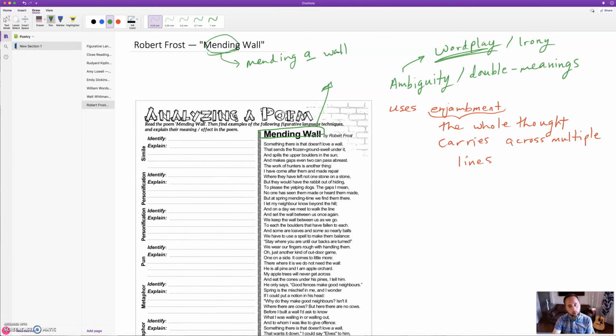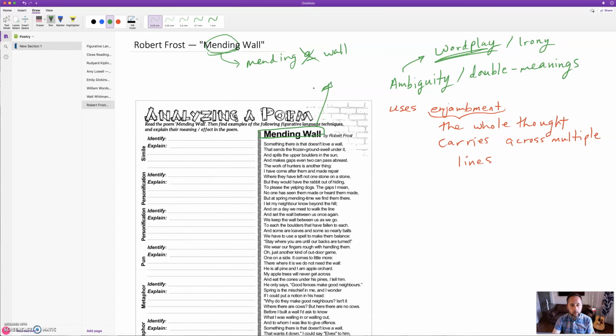We're fixing a wall. If you watch the video that shows the reading of the poem, it also shows some old footage of two men fixing an old stone wall. That's what they're fixing. It's not a brick wall like this graphic shows. It's an old stone wall. Well, it's not mending a wall, mending a wall. It's mending wall.